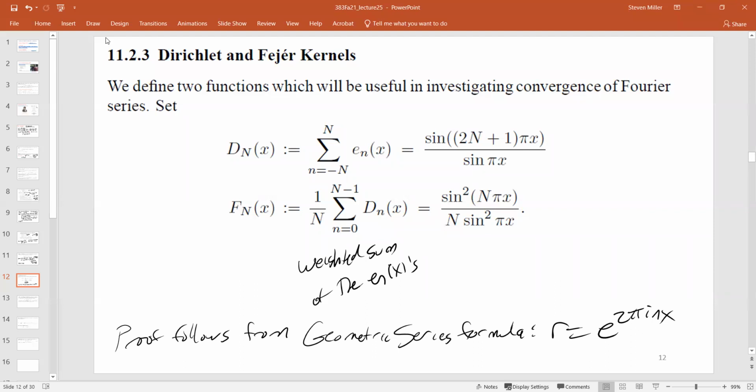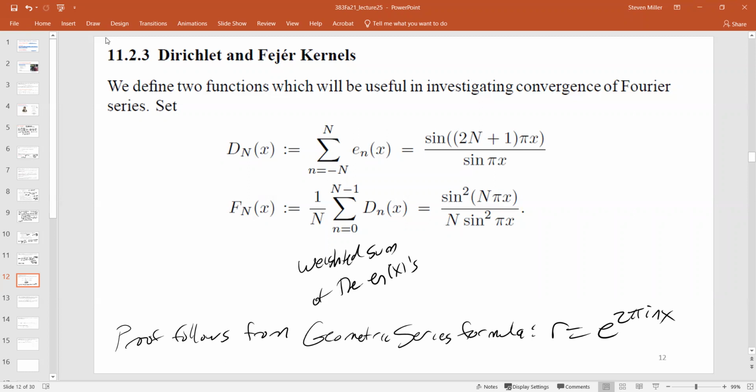This is now a function. Both of these are functions with a parameter n. I have a sequence of functions. What might be nice about the sequence of functions? If it is an approximation to the identity, right? That's what we were just doing before coming here.